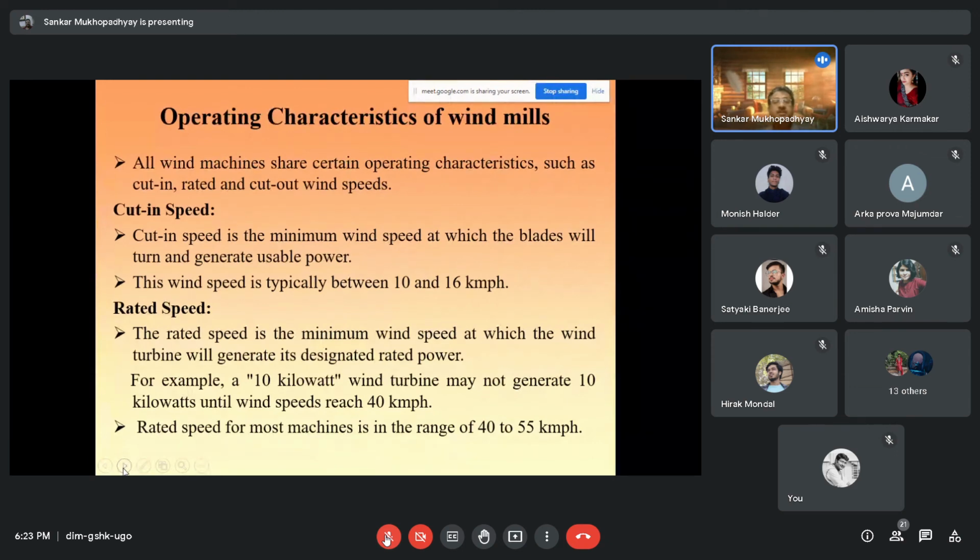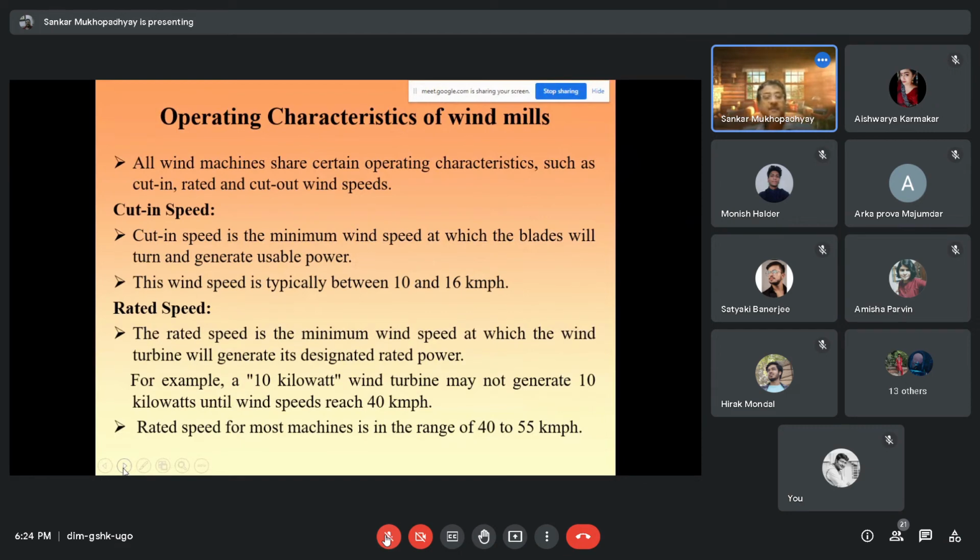Operating characteristics of wind turbine. তাহলে কি হলো? All wind machines share certain operating characteristics such as cut-in, rated, and cut-out wind speeds. Keep these things in mind. Be a little bit concentrated. Cut-in speed. Cut-in speed is the minimum wind speed at which the blades will turn and generate usable power. The wind speed is typically between 10 and 16 km per hour.